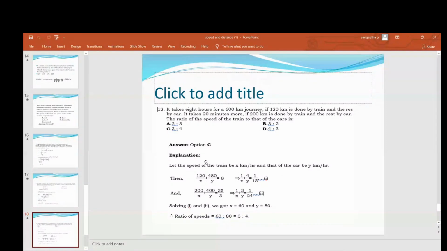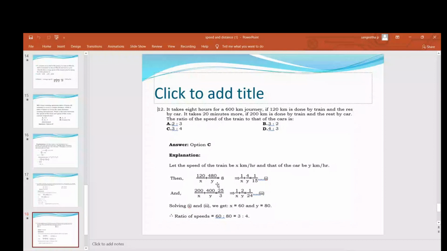Okay, let the speed of the train be x kilometer per hour and that of car, I am considering it different, y kilometer per hour. So first one, done by train means 120 kilometer. So 120 divided by x. Then subtract 120 from 600. So I got 480. So the remaining is done by car. So 480 by y.